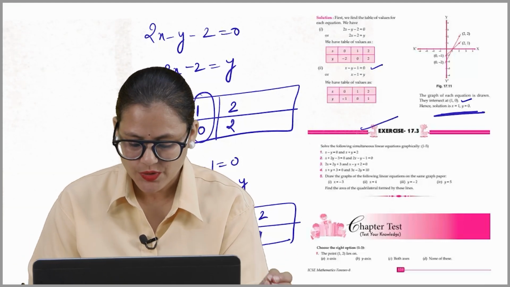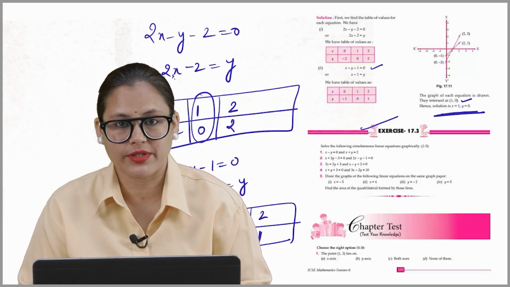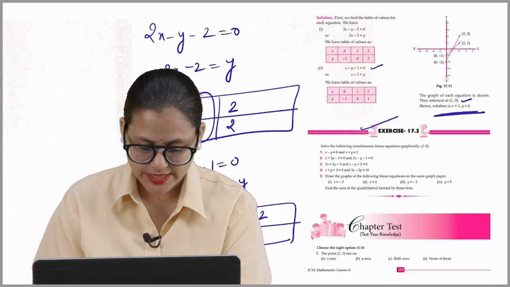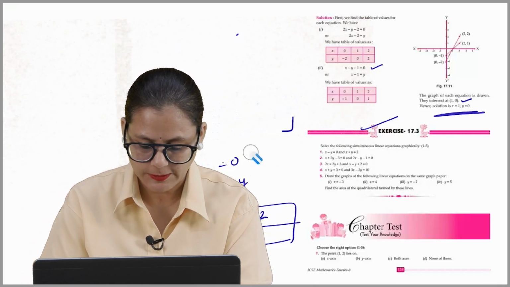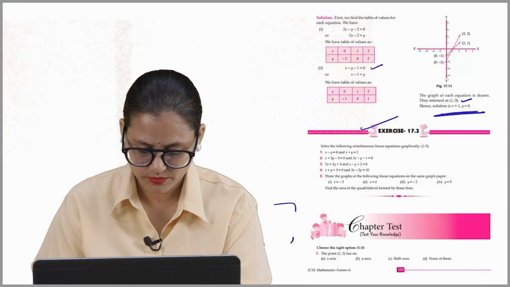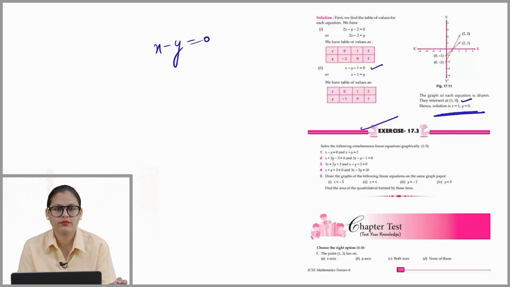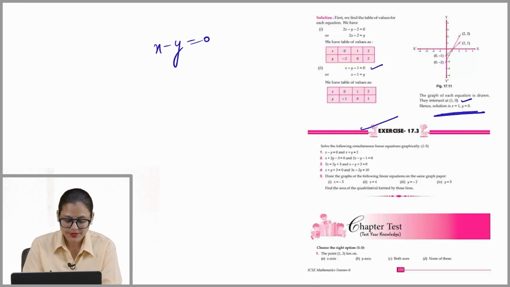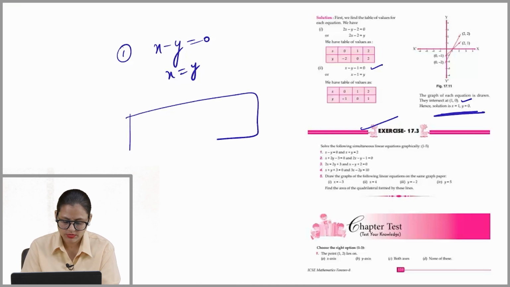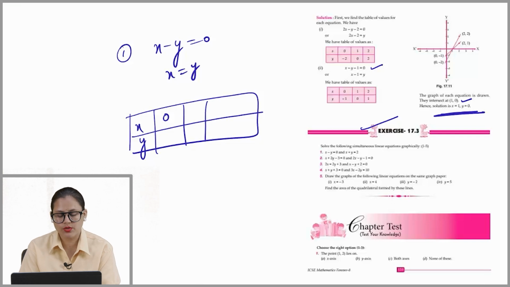Exercise 17.3: solve the following simultaneous linear equations graphically. Questions 1 to 5. So let's solve these equations graphically. x minus y is equal to 0. This is your first equation, so x is equal to y. Now, if the value of x is 0, the value of y is also 0. If the value of x is 1, the value of y is also 1. If the value of x is minus 1, the value of y is also minus 1.